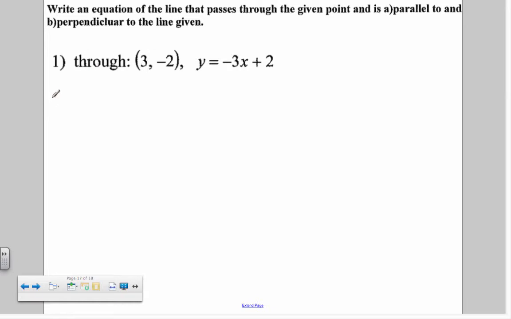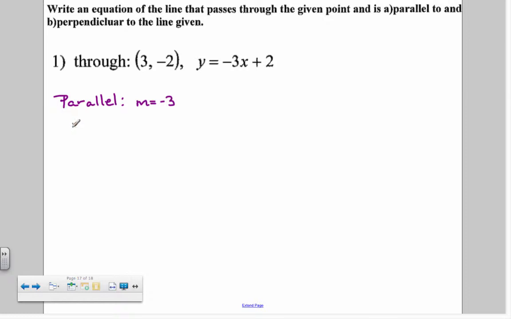So this is our equation. We have y equals negative 3x plus 2, and we need our parallel and perpendicular lines to go through the point 3, negative 2. So starting with the parallel line, remember that parallel lines have the same slope. So if we want to be parallel to this line, then our slope also has to be negative 3. So I'm going to remind myself that m equals negative 3.